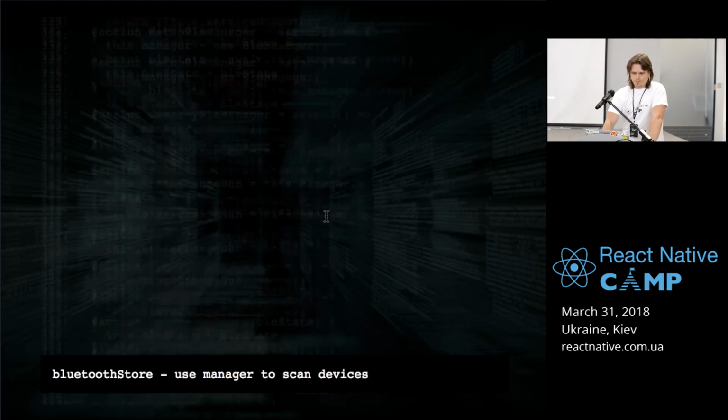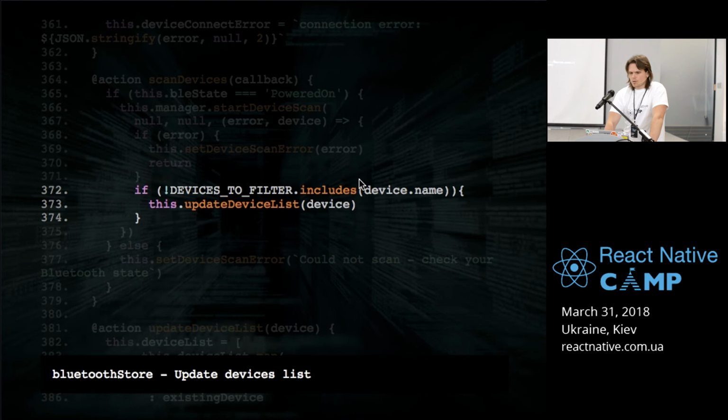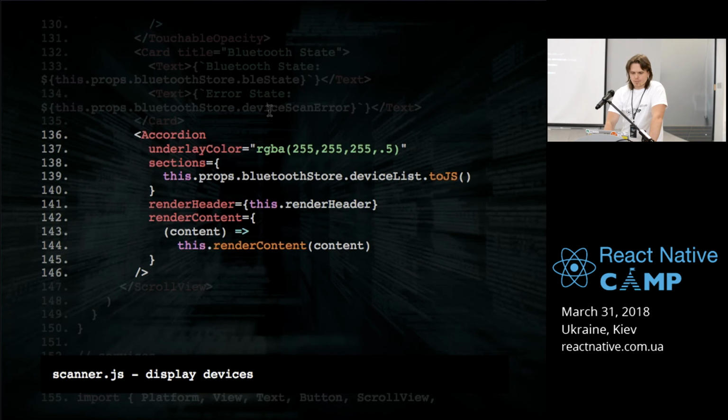So we scan for devices. In the store, on the manager, remember, the manager is the BLE manager from React Native BLE, right? So it's an API. We start the device scan, and we set an error if we have an error. If there is no error, it filters out just my MacBook Pro, so you won't see it in the list, because I don't know the security measures. Then we add to the device list, and in scanner.js I just display these devices.